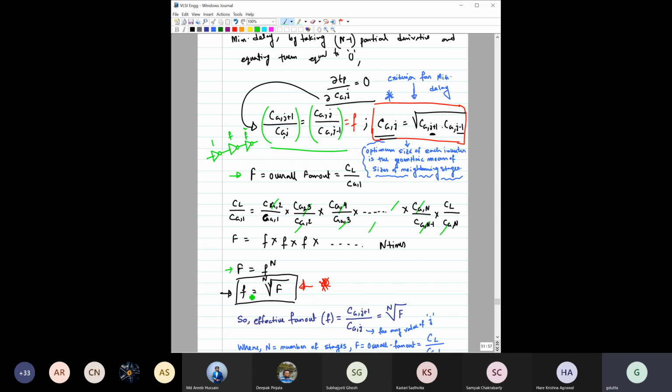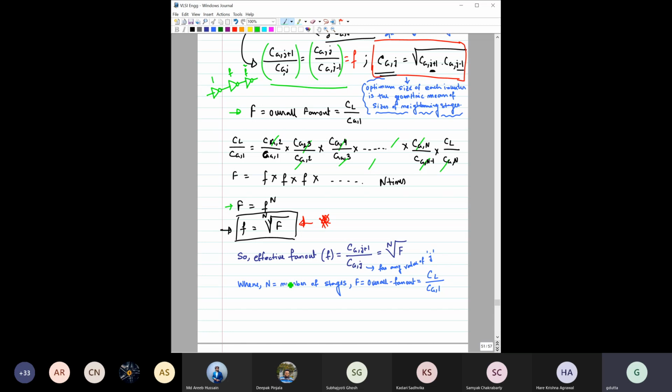So from here we can see that F should be equal to the nth root of this F. So this is basically the criteria. If we make this F, that is the effective fan out, the nth root of the overall fan out, then we will get the delay which is minimum, right? So we now know what the criteria should be.